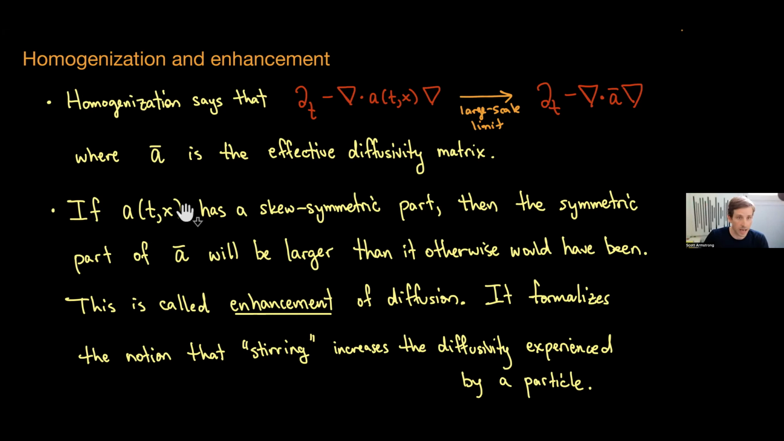And the point is that by an easy calculation, you can show that all of the eigenvalues of A bar will be at least as big as the symmetric part of the A. Okay, adding the skew symmetry can only enhance the diffusion because it's an advection term, and if you stir your coffee, the milk will get mixed faster. And so this is called enhancement. The effective diffusivity will get larger due to the stirring. And so you can just sort of replace this with that at larger scales.